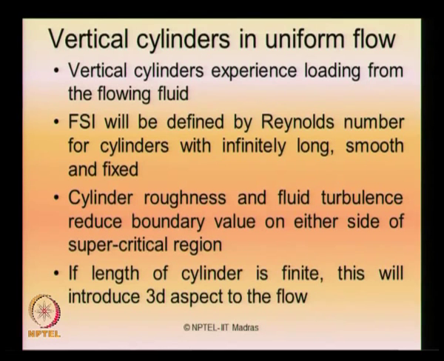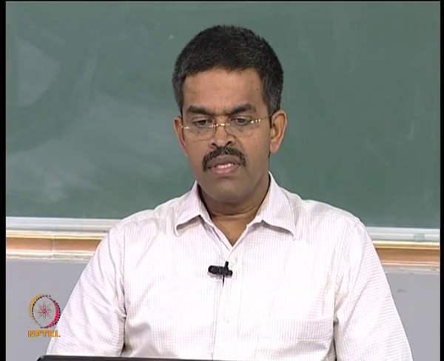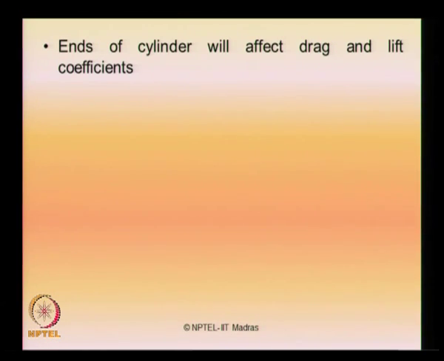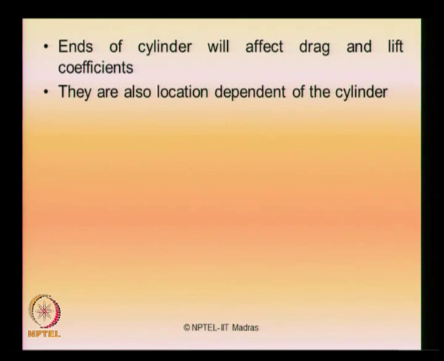If the cylinder has got a finite length, then 3-dimensional flow is also very important, where people do conduct experiments to understand them in finite length members. The ends of the cylinder essentially will affect the drag and the lift coefficients which are computed on the members, and very importantly these coefficients are also location dependent. Where are they located? The cylinder is placed near the free surface, or the mid third of the water depth, or closer to the boundary of the seabed, etc.